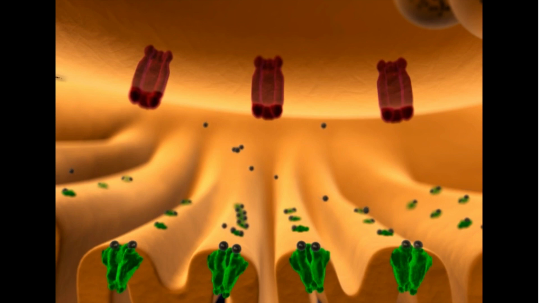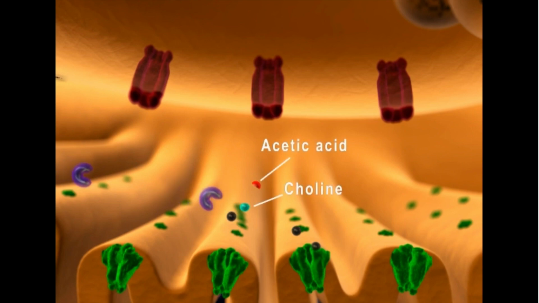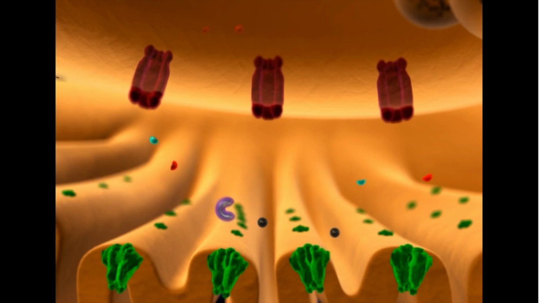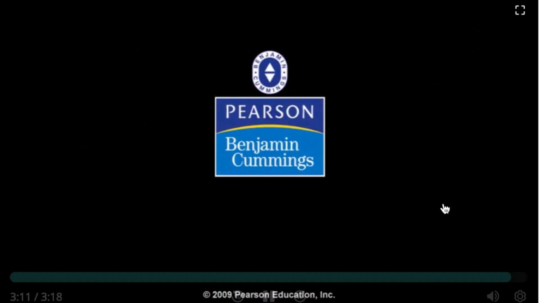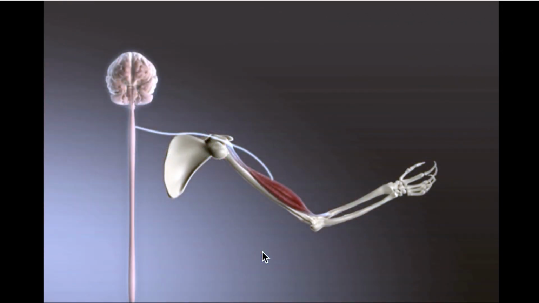At the end of this event, you see that the acetylcholine receptors are moving away from the synaptic cleft, and we have acetylcholinesterase enzyme breaking down the acetylcholine into acetic acid and choline. Choline is eventually recycled back into the nerve ending, where it is used to make more acetylcholine for future signals.